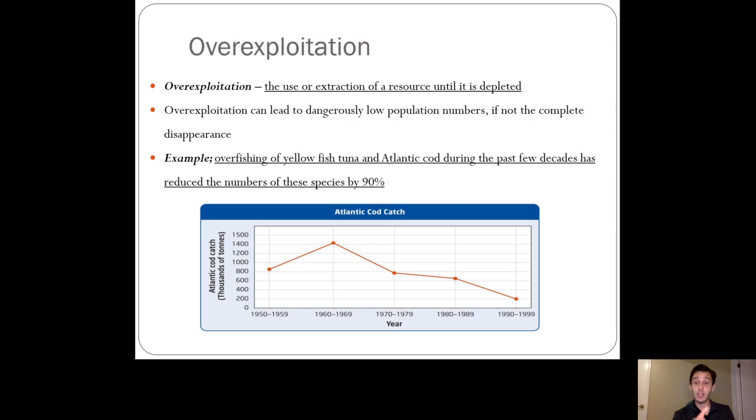And so we've actually taken this resource and we've overexploited it to the point where we actually might not have Atlantic cod to eat in the next 20 or 30 years anymore. It might be an extinct species, so we can't eat it anymore because it doesn't exist anymore, okay?